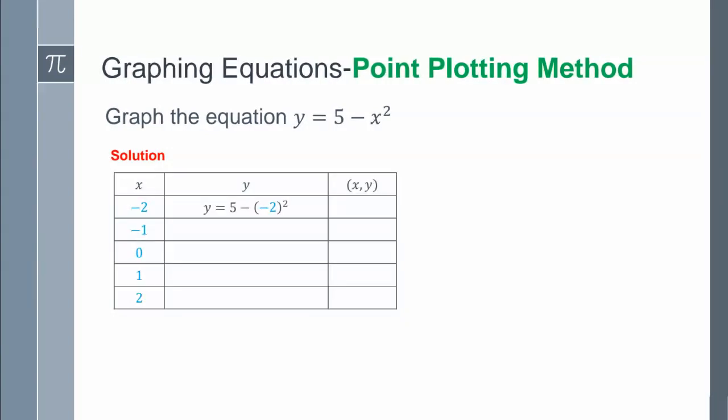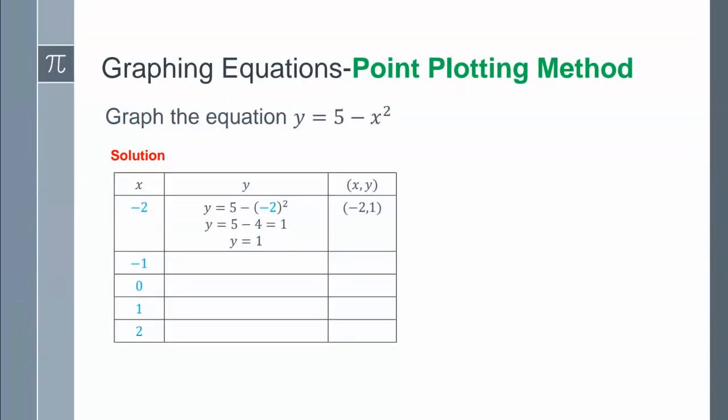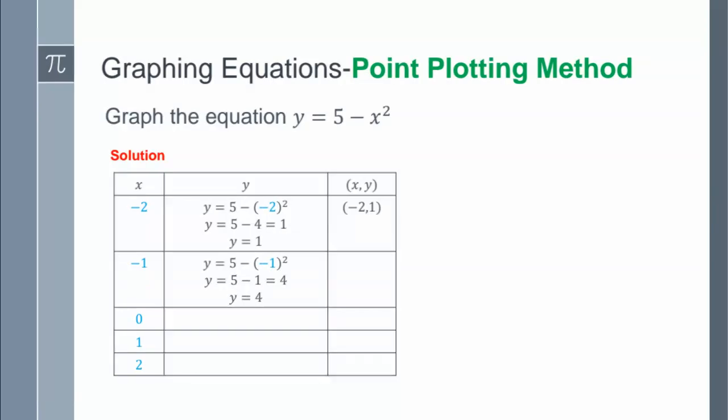So then here we go. We're going to plug in the value negative 2 for the x in the equation, so it simplifies to y equals 1. So when x is negative 2, y is equal to 1. And repeating the process, now we're going to plug in negative 1 for the x. So 5 minus 1 is going to give us 4. So when x is negative 1, y is 4.